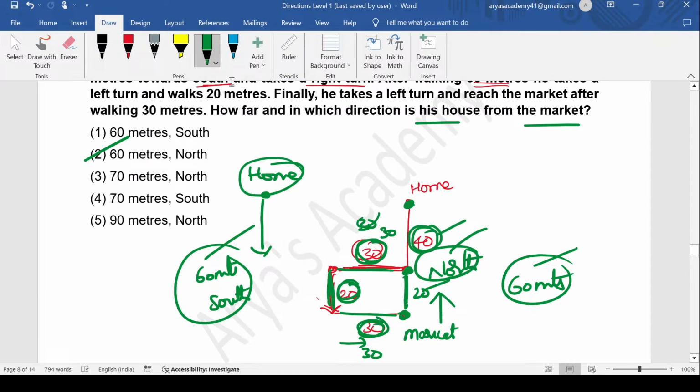So from the market, you have to look at the house and tell. Suppose they ask how far and in which direction is the market from the house, then you have to start from the house, look at which direction the market is in, and tell the distance. But here it is reverse. You have to look at the house from the market. From the market, home is towards north, not south. So the correct answer is the second option, 60 meters north and not 60 meters south.